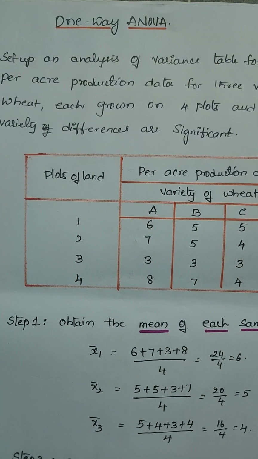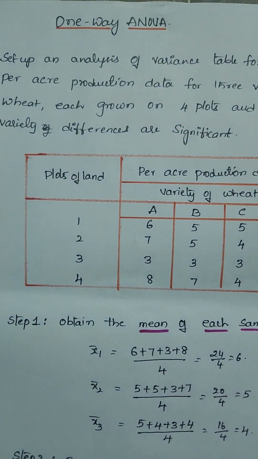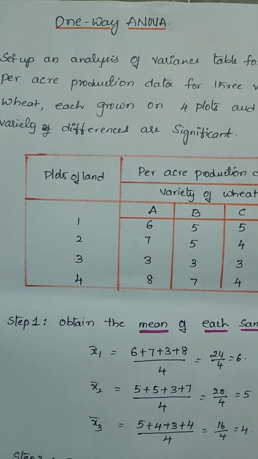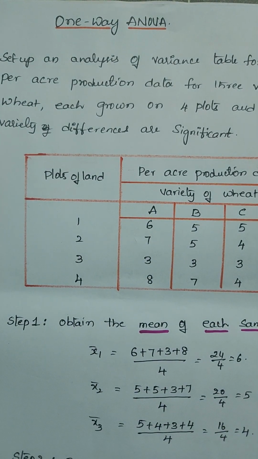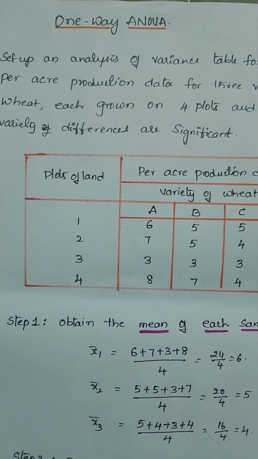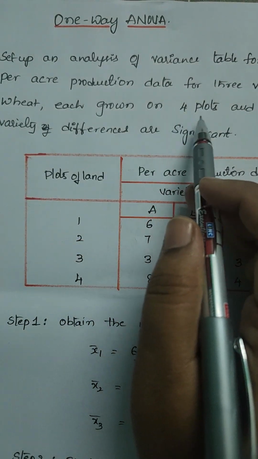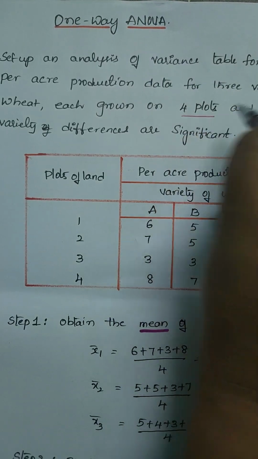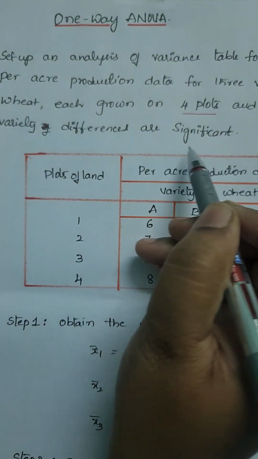Hi viewers and students, the topic is one-way ANOVA, which is a topic of research methodology and statistics. This is part of testing of hypothesis. Here is the problem. Set up an analysis of variance table for the following per acre production data for 3 varieties of wheat, each grown on 4 plots, and state if the variety differences are significant.